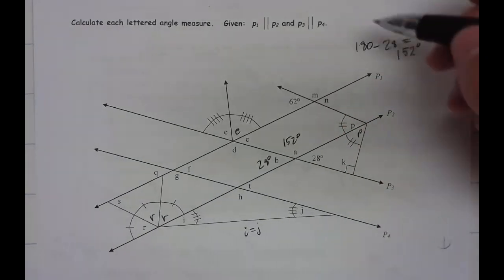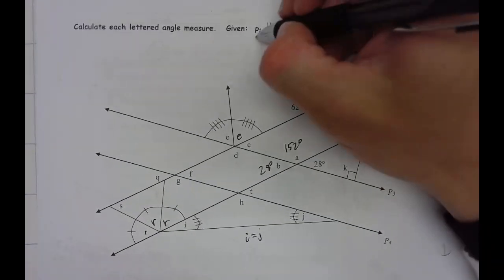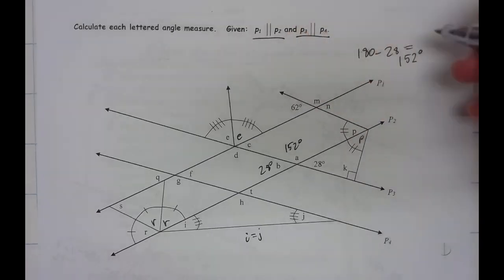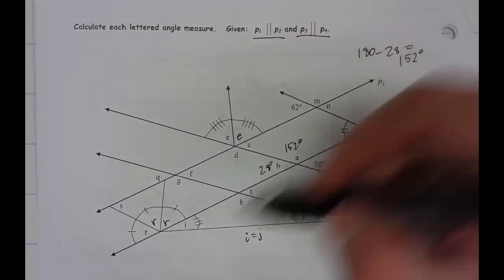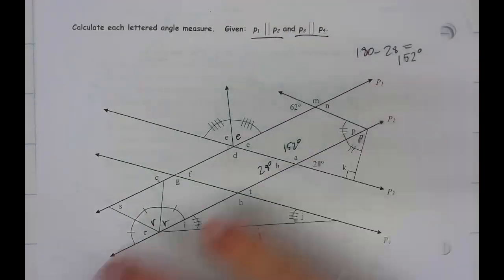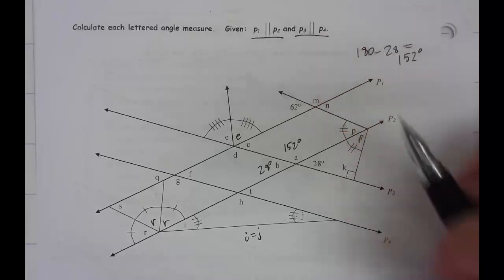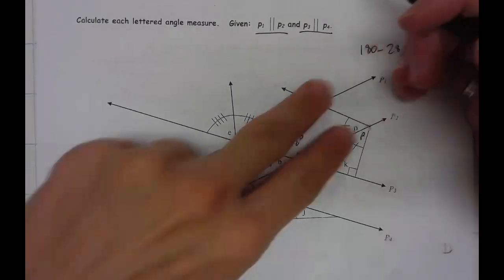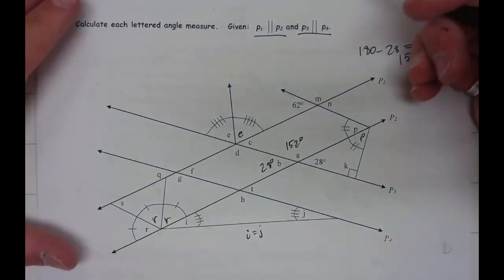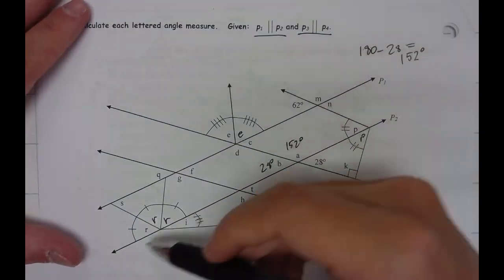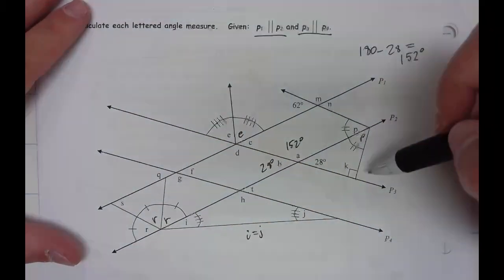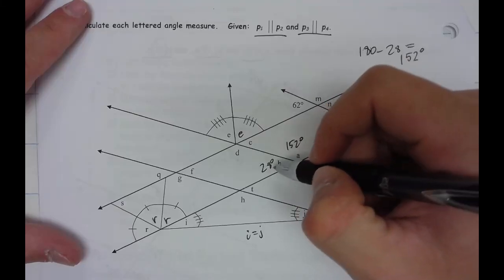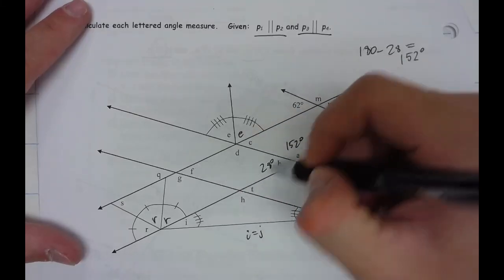Now maybe of note is that P1 is parallel to P2 and P3 is parallel to P4. No other lines are given as parallel. So if we're going to use transversal rules, it has to be with these lines or these lines. If I treat this like a transversal with these two parallel lines, I see that 28 can be moved around to here, right? I can move all kinds of stuff around.